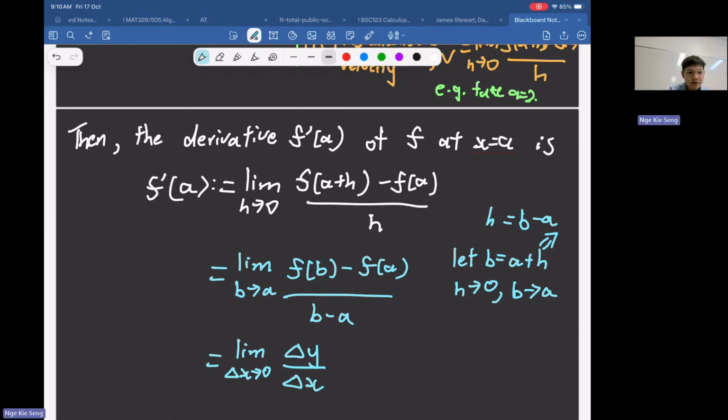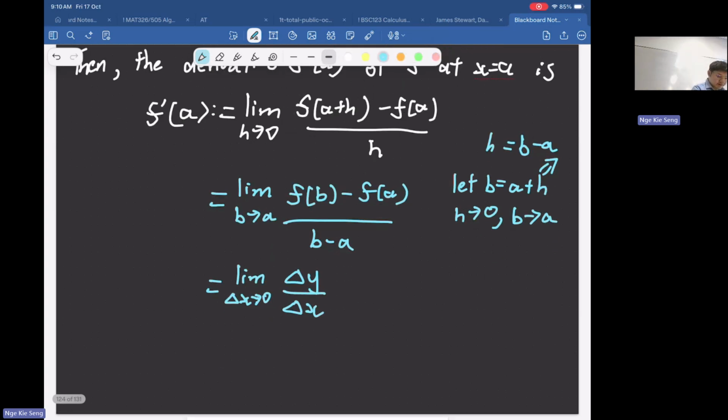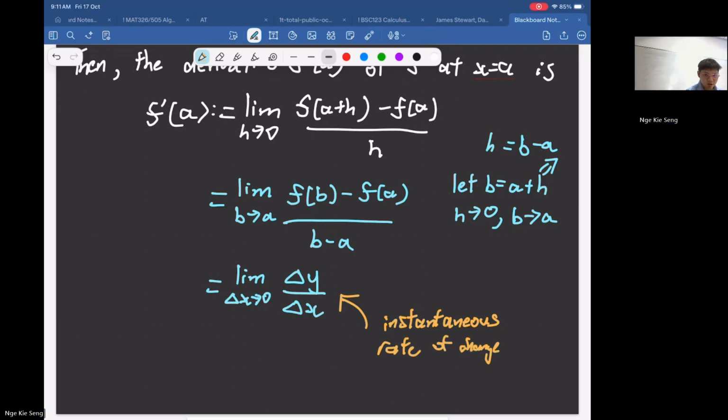Sometimes we also call this, more generally, including what we have seen for the other two definitions of this derivative, the instantaneous rate of change of f with respect to x. Okay, this is the most general form.